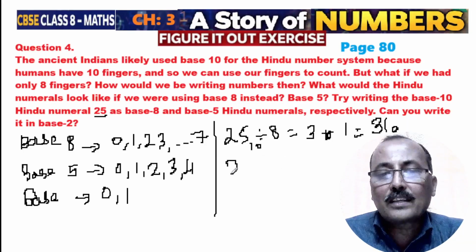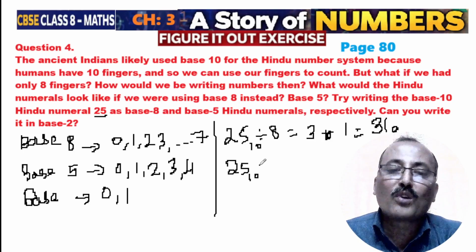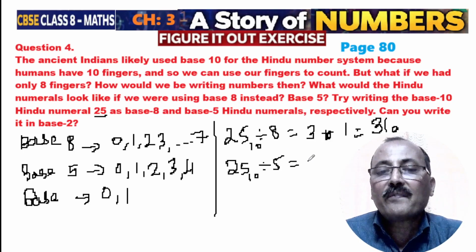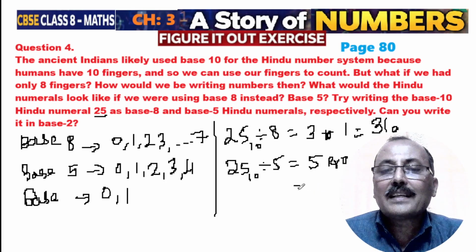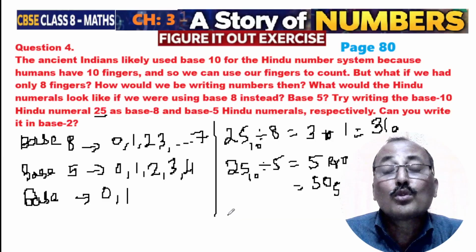Now, suppose you are writing 25 in base 10 and converting to base 5, which means we divide by 5. But what is the problem? 25 divided by 5 is 5 times, and the remainder is coming 0. So how will you write the answer for this one? It is 5, 0 in base 5. 50.